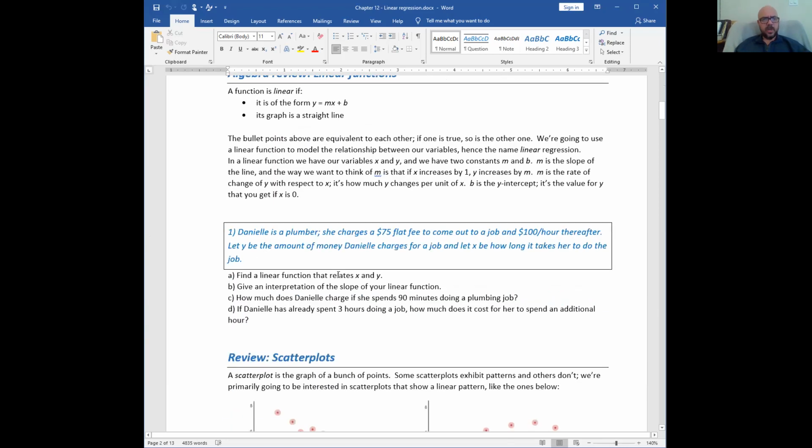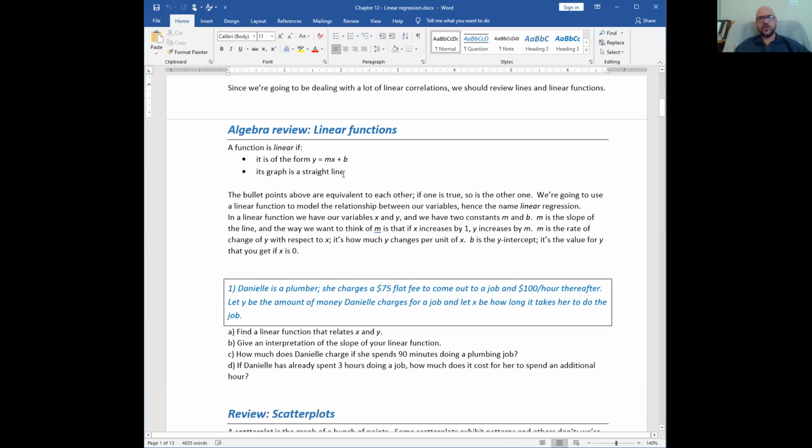I think maybe let me hit linear functions real quick just to remind you of how they work. So we'd say a function is linear if it's of this form, y equals mx plus b. You will probably remember that form. Or its graph is a straight line. So every straight line has a graph that looks like this. Every linear function has a graph that's a straight line, right?